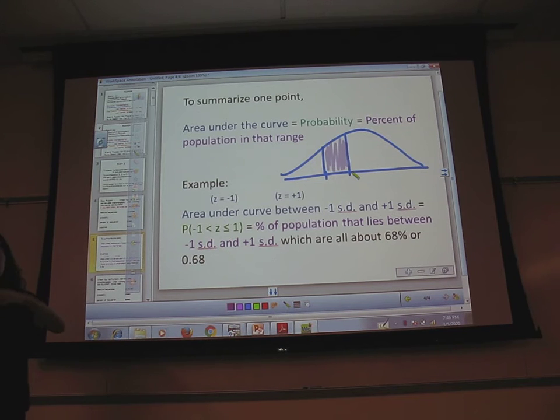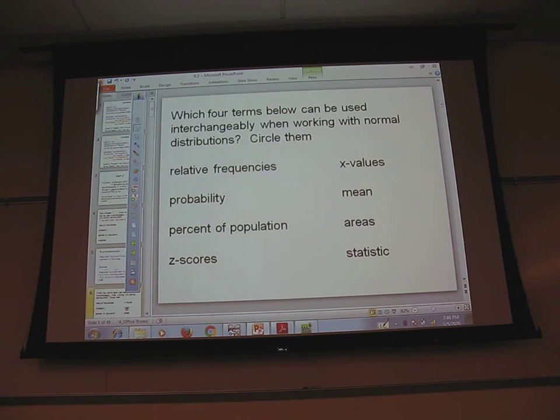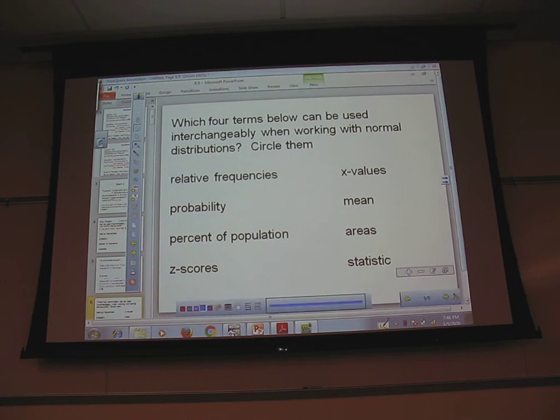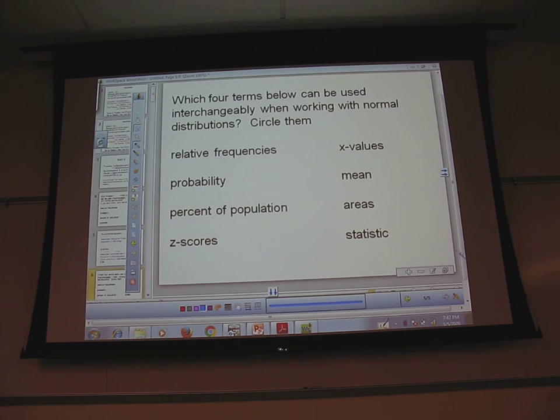If I take the whole population, what percent of the population will I have? All the population would be what percent? 100%. Those all add up to 100% or 1. So now with your neighbors, figure out what the 4th one is, that's 3 of them. Go ahead and talk, find it.